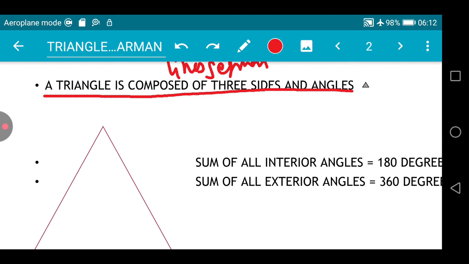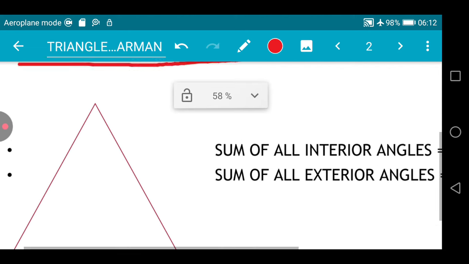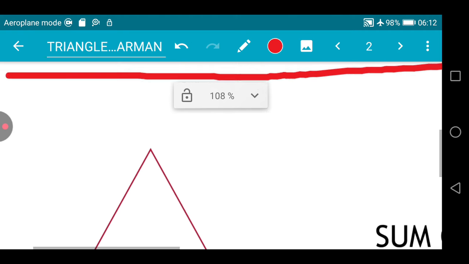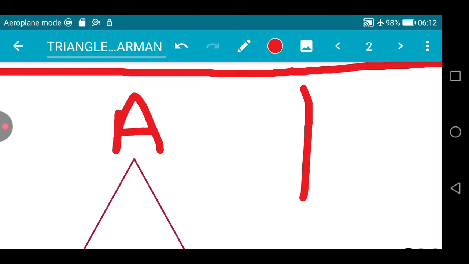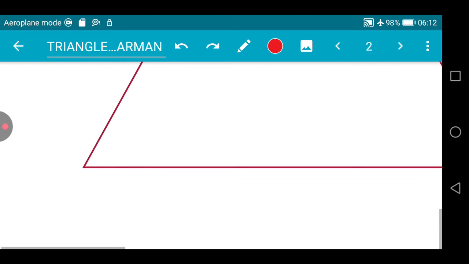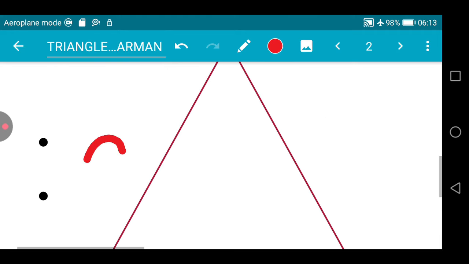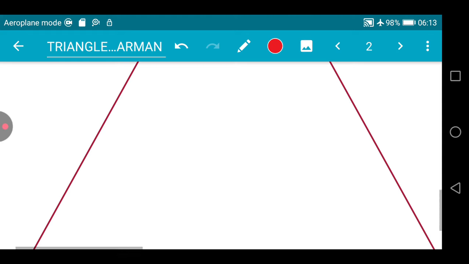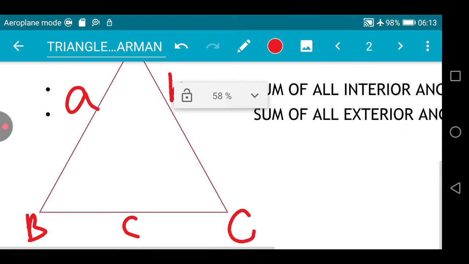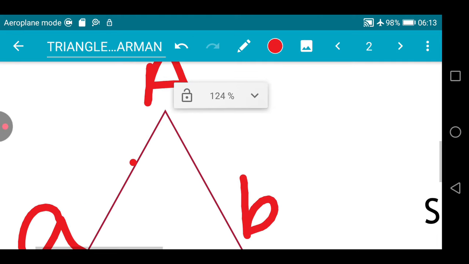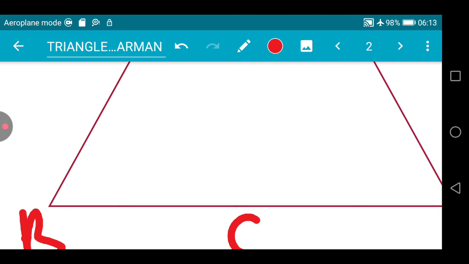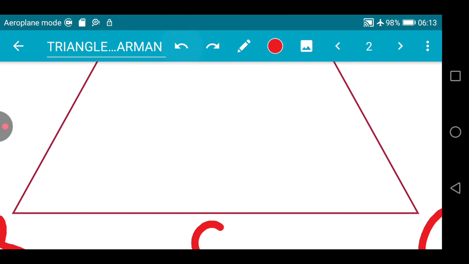A triangle is composed of three sides and three angles. If I say this is a triangle ABC, here are its sides. So this I have made angle A, this will be angle B, and this is angle C.